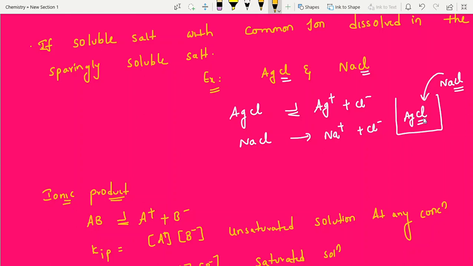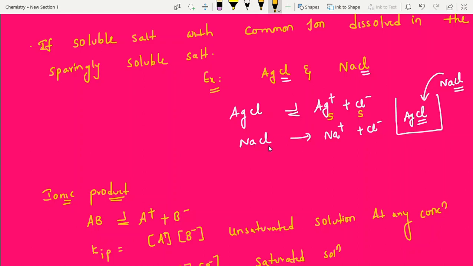So for this partially soluble salt, I am adding one common ion salt. Then what happened? We can see whether the solubility decreases or increases. So see here, AgCl is partially soluble and NaCl is more soluble. A partially soluble salt we write in equilibrium way: Ag plus, Cl minus. So better you take your concentrations. To understand this one, I will derive an expression. This is S, this is S.